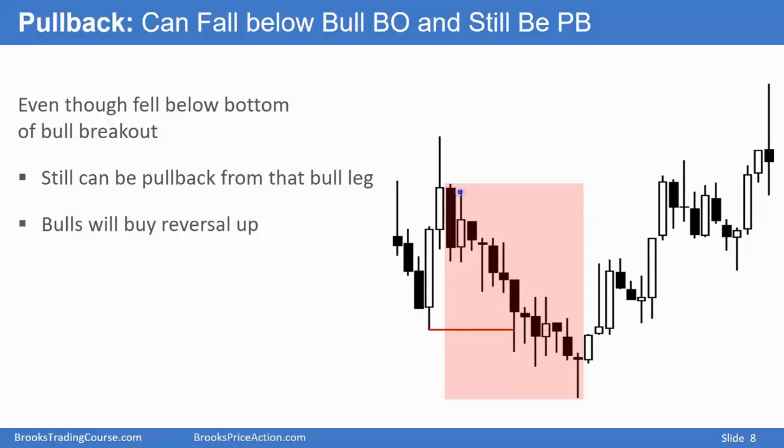Talked about this a minute ago. Even though this bear channel fell below the bottom of this bull breakout, I still think of this as a pullback from this breakout. And I'm going to look to buy a reversal up. I might not buy above the doji bar, but I might buy above this bull bar, or wait for that bull bar to close, or buy below this bar.